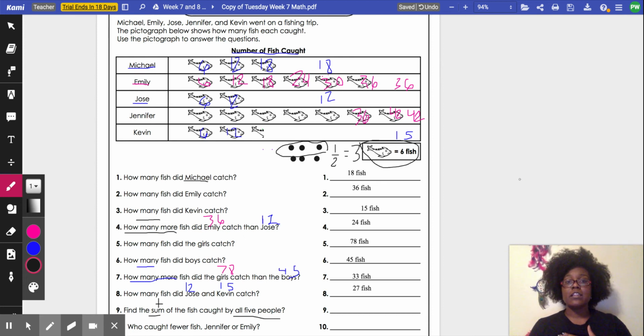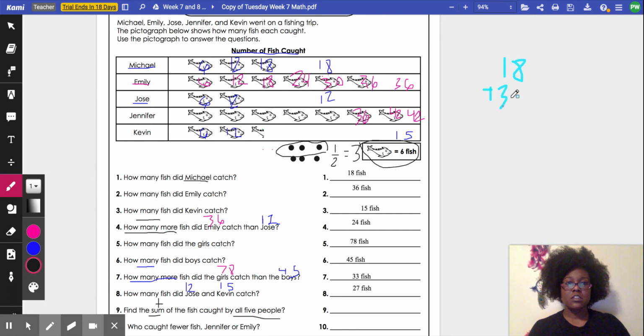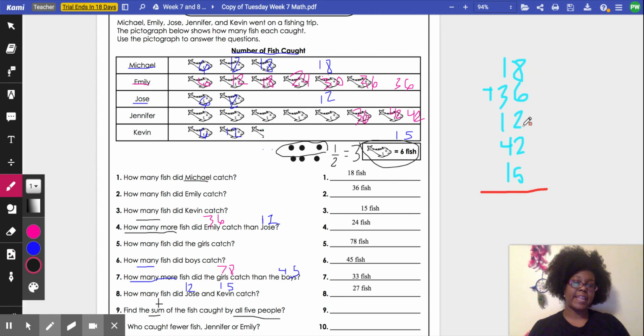If you cannot add up 5 numbers at a time with 5 add-ins, then what you need to do is break it apart and just do 18 plus 36, get that sum, and then add 12, get that sum, then add 42, get that sum, and then add 15. But I'm going to just go ahead and add them the way that they are so that you can see how to add more than just 2 or 3 add-ins together.